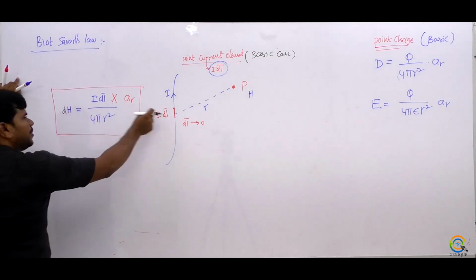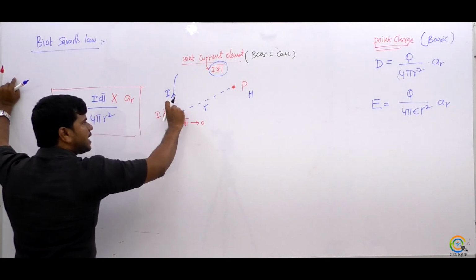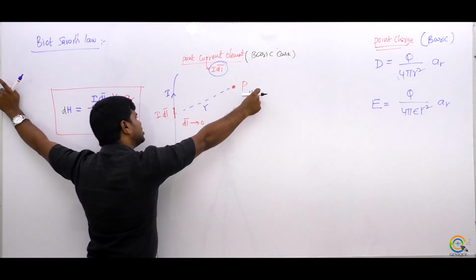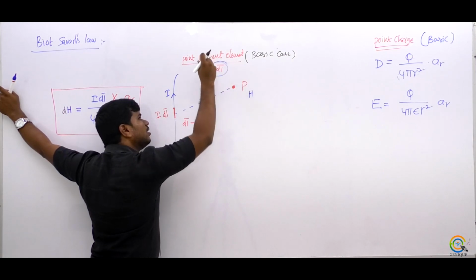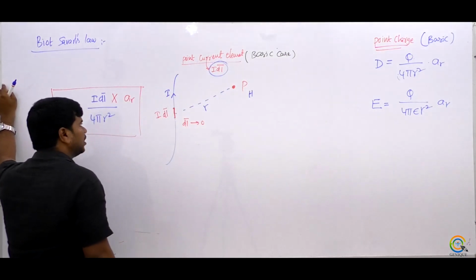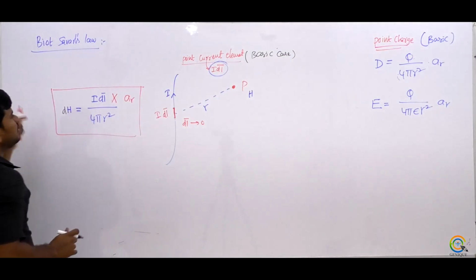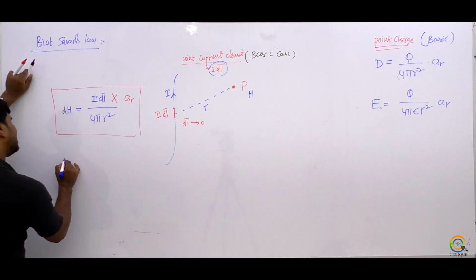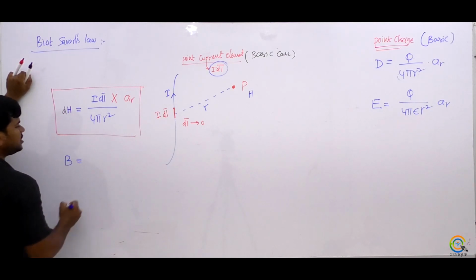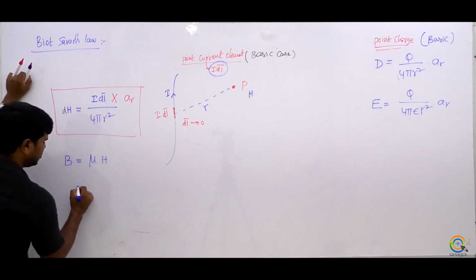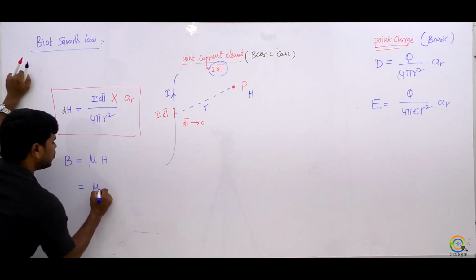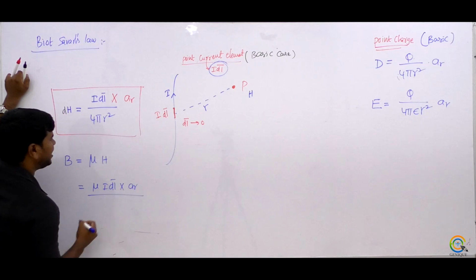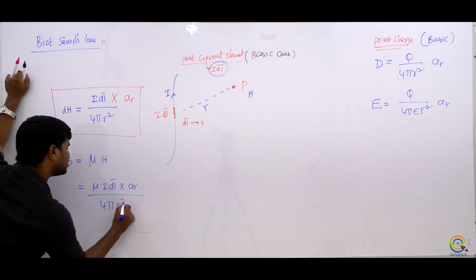So because of the small current carrying element, I am getting an infinitesimally small magnetic field here. Understand? This is called the Biot-Savart Law. But we know what B is. B can be written as mu into H. So I can write H as I dl cross a_R divided by 4 pi R squared.